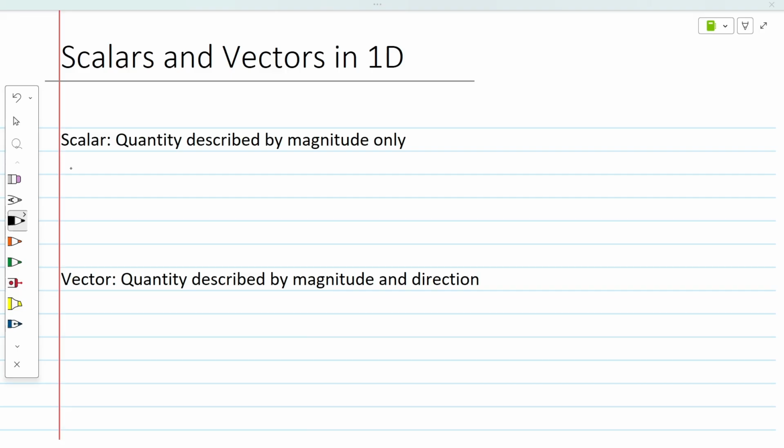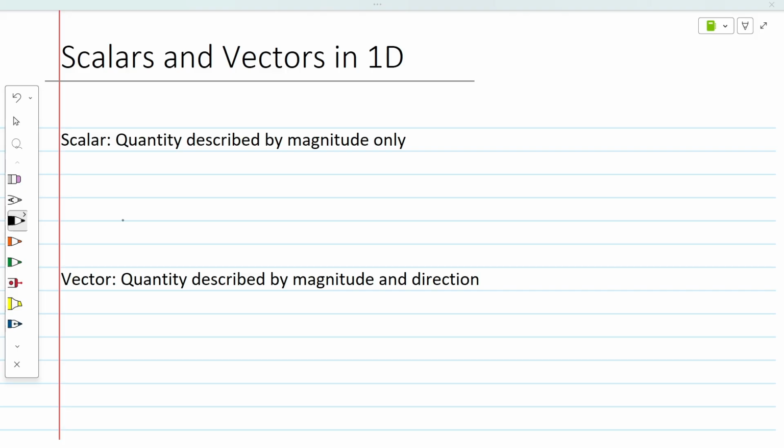We're going to be talking about scalars and vectors in one dimension. This is the first of the AP Physics series, but really can be applied to any physics class you're taking that needs this kind of information. So yeah, hope you'll follow along on the journey.